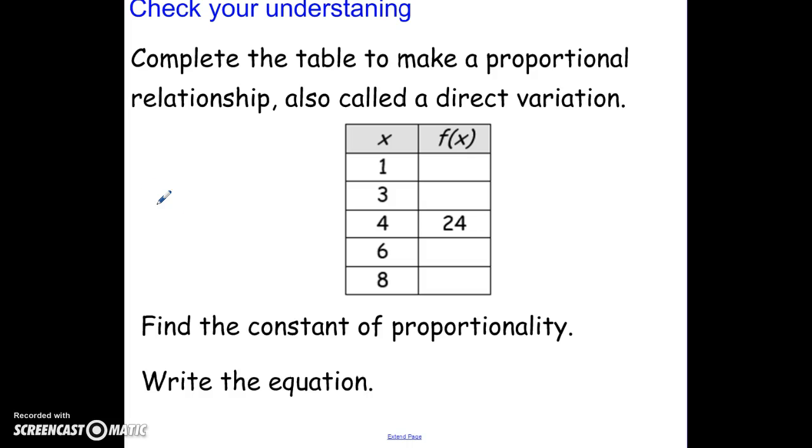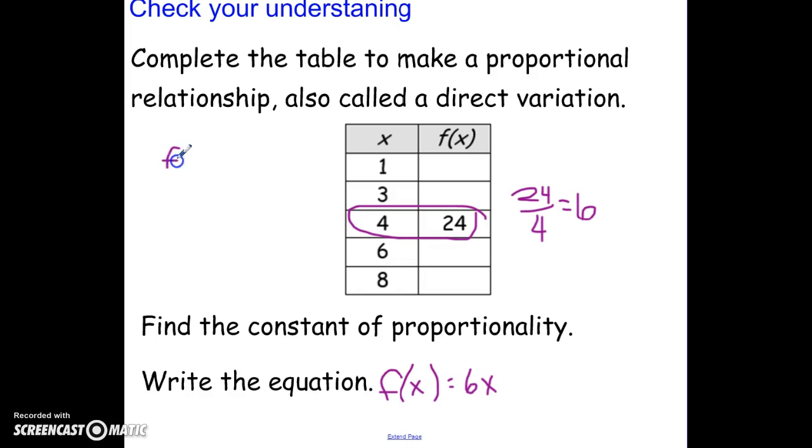And the last part is number 3, to complete the table to make a proportional relationship, also called a direct variation. So first we're finding our constant. We only need 1 point to find a constant. So 24 over 4. So my constant is 6. So then we can write an equation from that. We'll go ahead and use our function notation. So f of x equals 6x would be our equation.